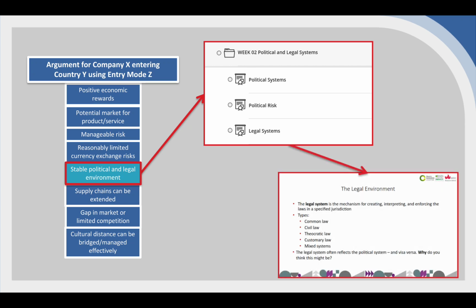We can do the same thing for the legal environment as well. If you look in the legal systems lecture slides for week 2, I believe it is, you'll see that broken down into different types of legal systems: common and civil law systems, theocratic, customary, and mixed systems. You have other legal concepts: rule of man, rule of law, and other various things in those slides as well.